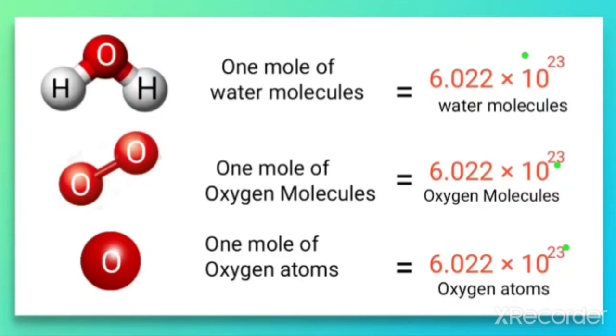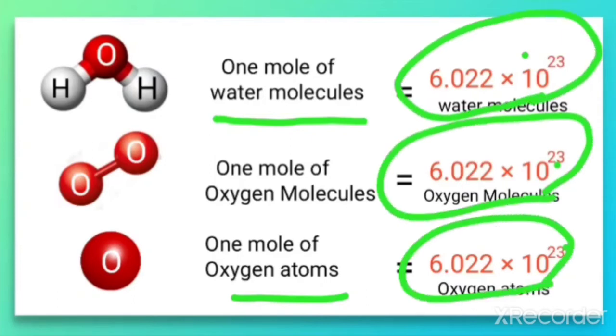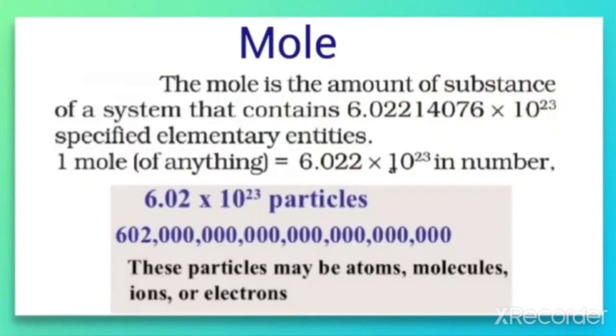So what we can conclude from this is that 1 mole of any substance, it can be a molecule, it can be an atom, it can be an ion, whatever, is equal to this much number of that substance. When you read out this definition once again, it is clear that a mole of any substance contains this much number of elementary entities. These entities, I told you, can be an atom, a molecule, an ion, or even an electron, whatever.